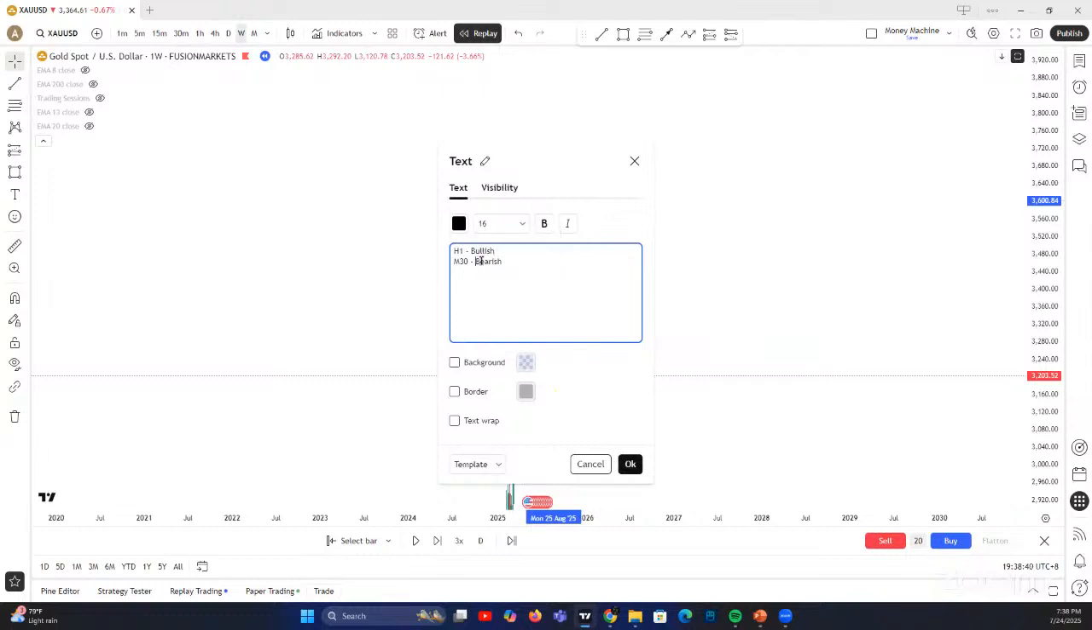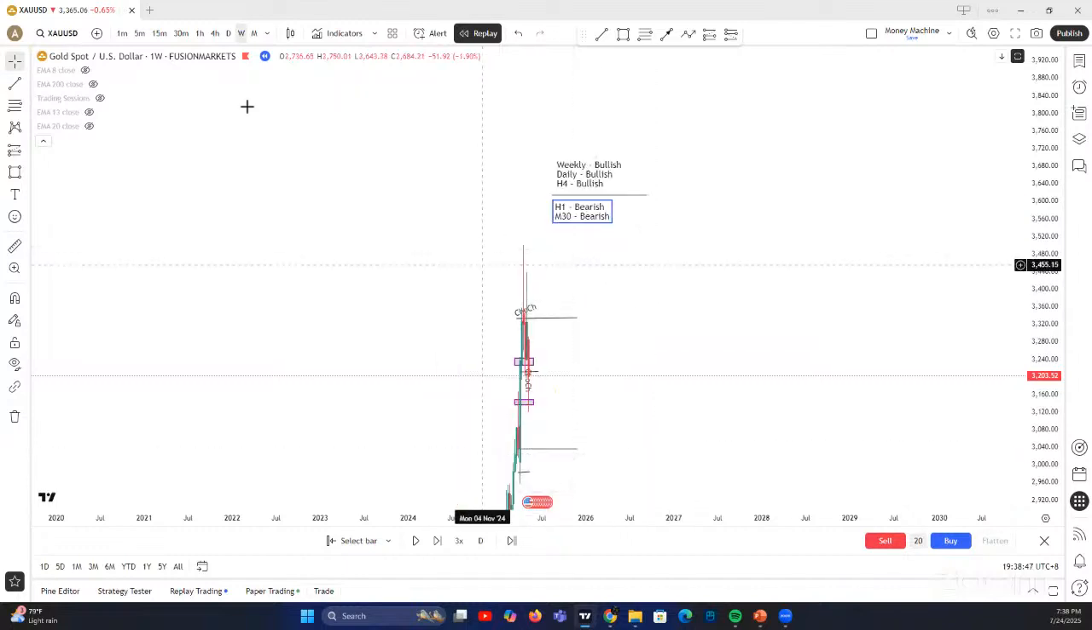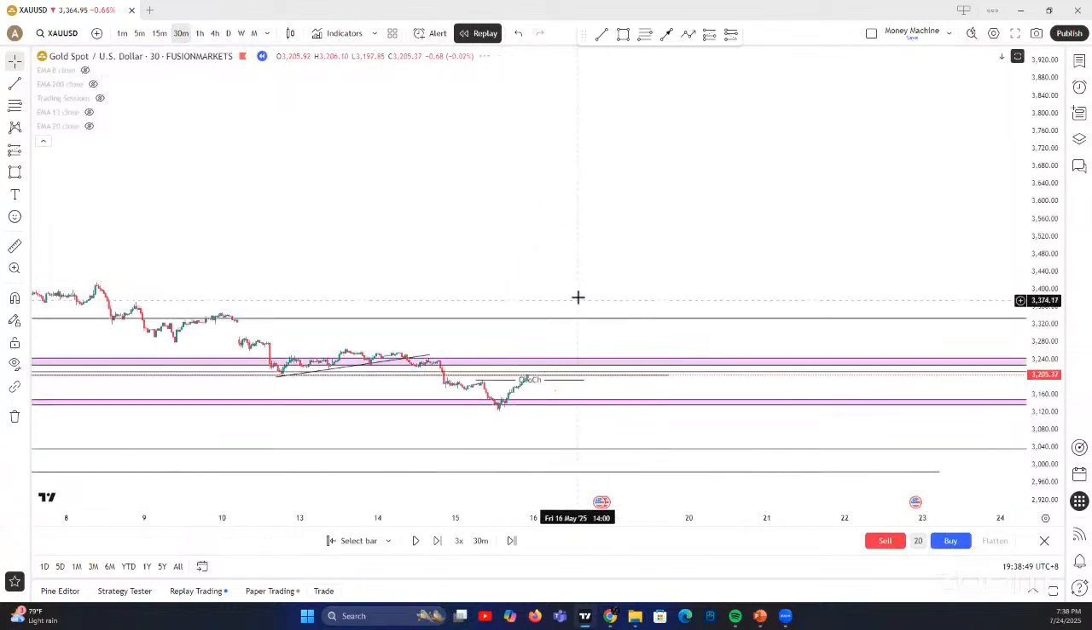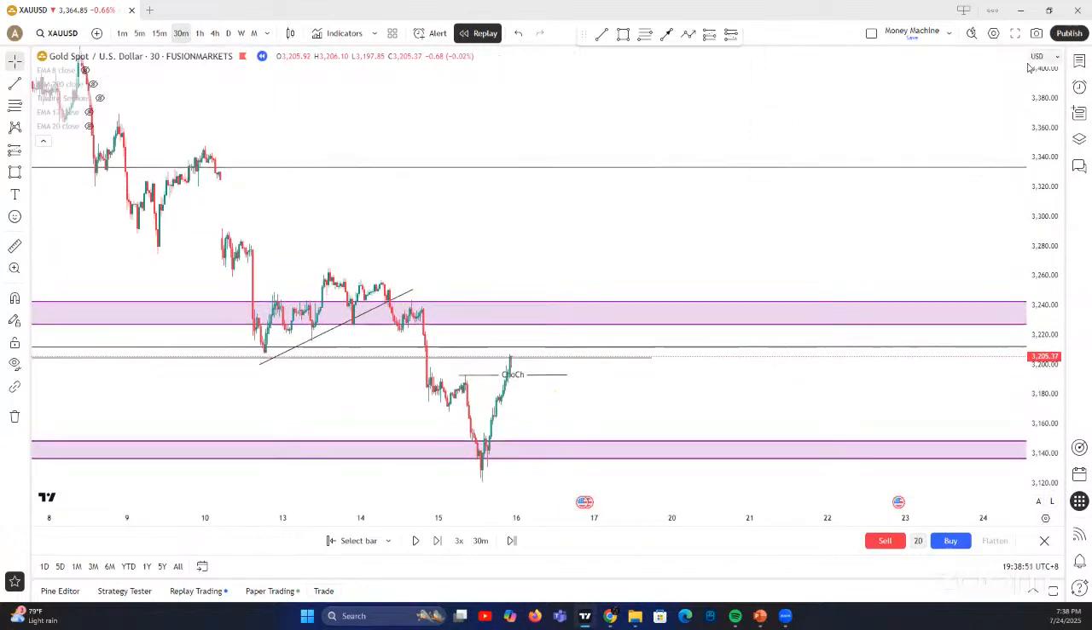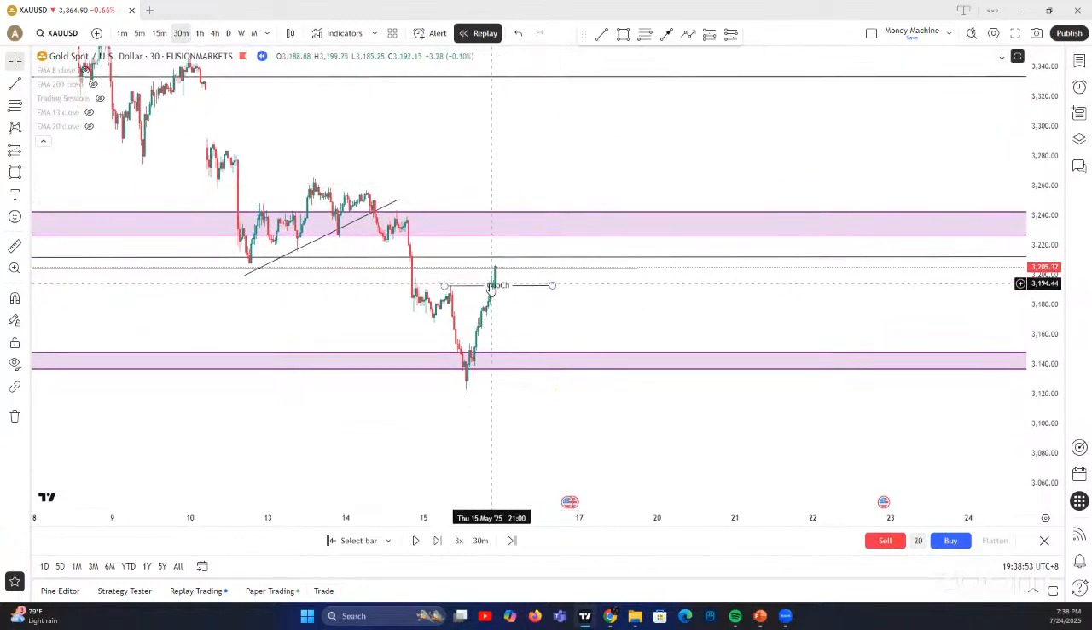Change it to bullish. Bullish. Okay, go back to that M30 for our entry. Now, what do we need?